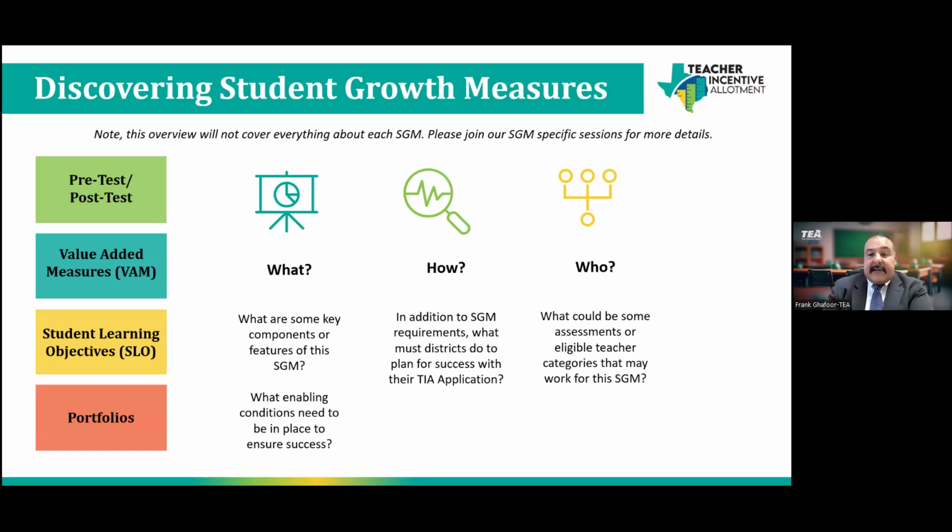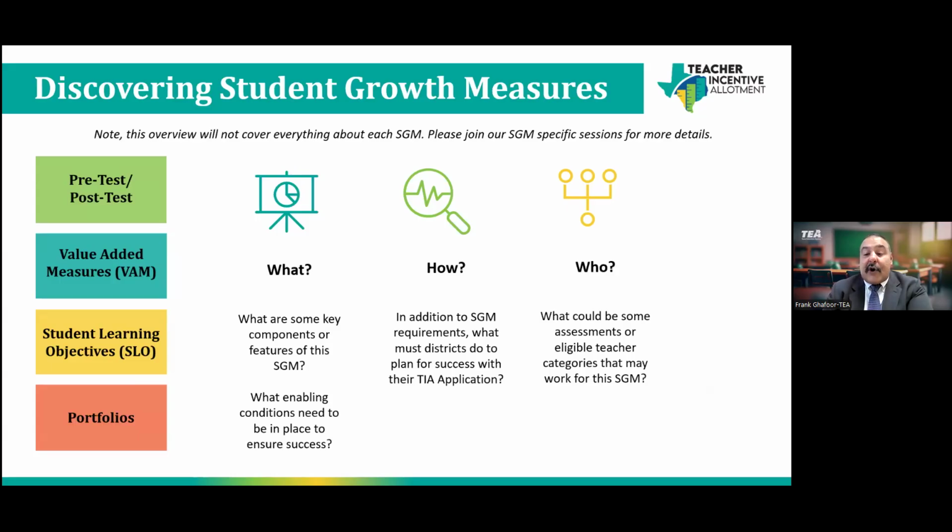With our student growth measures for TIA, we've given a brief overview of them. And now that we've talked through the requirements and general information about student growth measures, we're going to dive into individual student growth measures to determine what are some key components or features of the student growth measures, what enabling conditions need to be in place, and what districts must do to plan for success in their TIA application, as well as what are some assessments or eligible teacher categories that may work for a particular student growth measure.